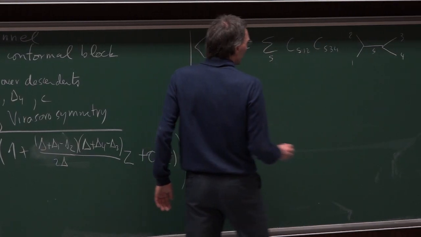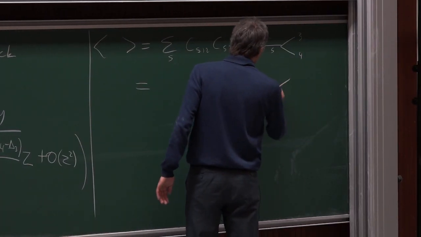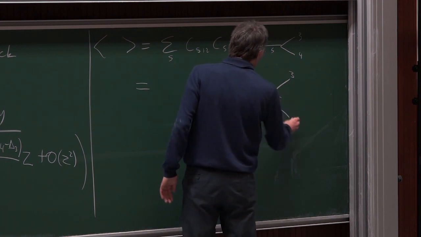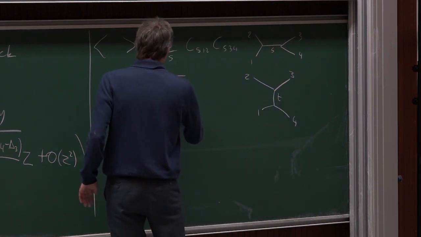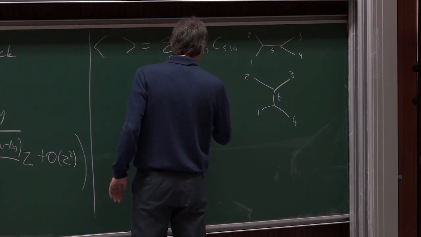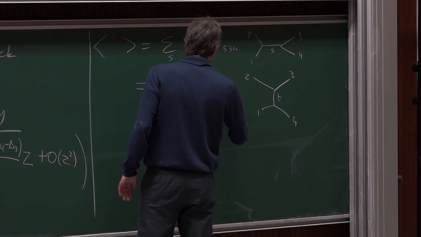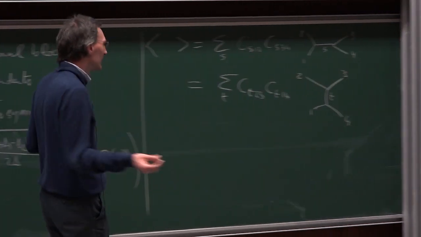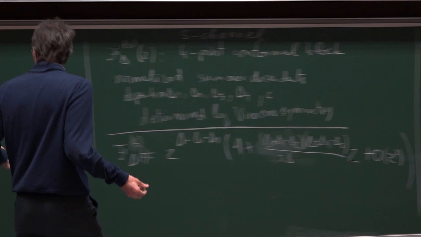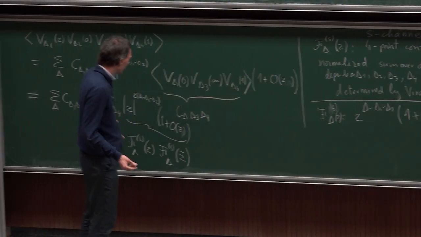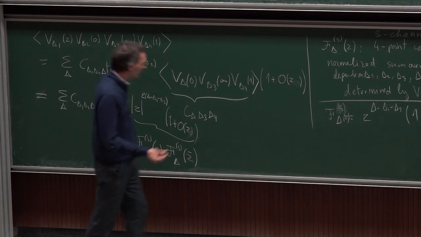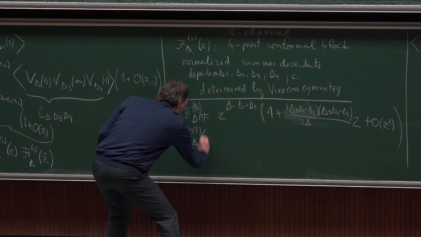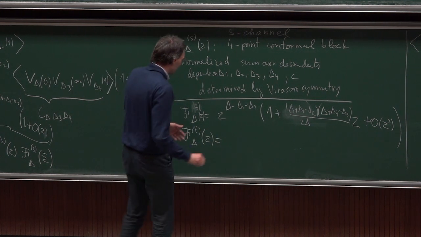Now, if I was doing the operator product expansion between the second and the third field, I would call what propagates here the T-channel dimension, and I would have a sum over T of C T23, C T14, times some T-channel blocks. So what are T-channel blocks? They are a generalization of the definition of S-channel blocks, except that you start with another operator product expansion. So in particular, the T-channel block looks as follows.